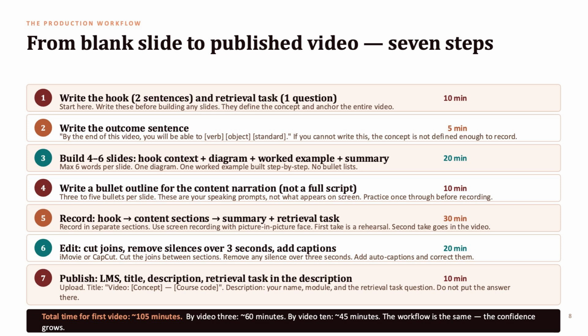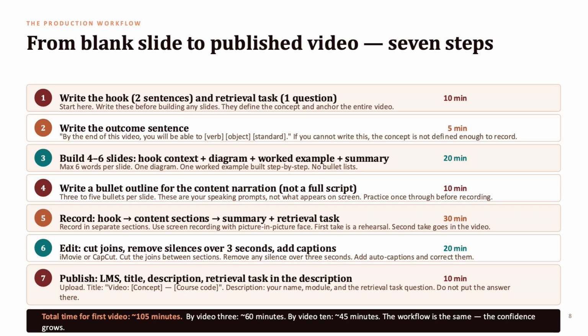Step 3 is building the slides, a 20-minute task. Build 4 to 6 slides, including hook context, diagram, worked example, and summary. Adhere to the strict constraints, maximum 6 words per slide, 1 diagram, 1 worked example step by step, no bullet lists. Step 4, write the bullet outline for narration, 10 minutes. These are speaking prompts, not a full script, requiring practice.